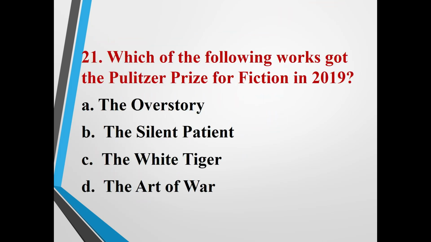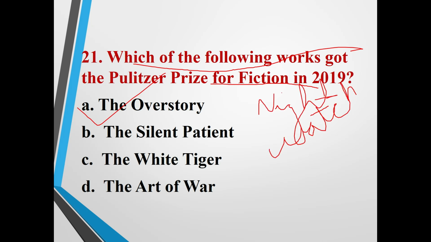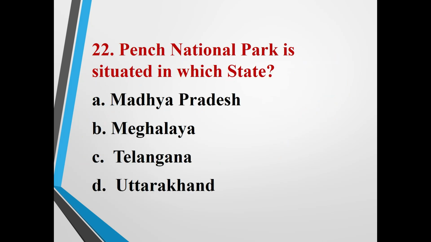Next question. Which of the following works got the Pulitzer Prize for Fiction in 2019? Options: A. The Overstory, B. The Silent Patient, C. The White Tiger, D. The Art of War. Answer is A. The Overstory. Night Watch got the Pulitzer Prize for Fiction in 2024.